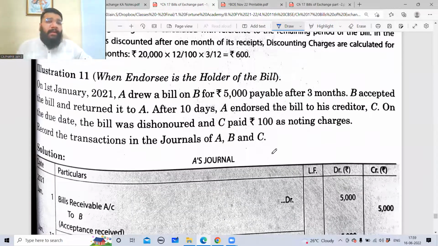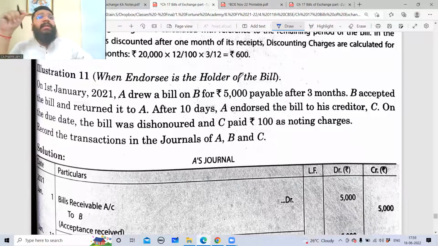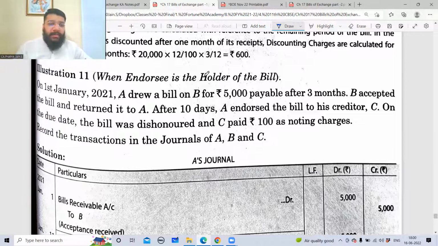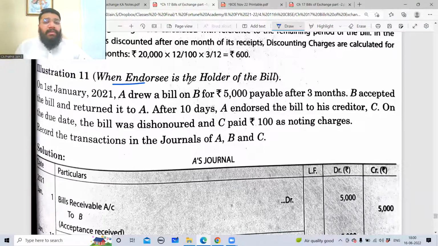So far, we have seen what happens if the dishonorment happens in case 1. Case 1 is when the bill is held till maturity. So we saw the dishonorment accounting entry. And we also saw, if the bill is discounted with the bank, what the entry is if it is dishonored on the maturity date. So for 2 cases, you have seen the dishonorment entry. Now let's see the third case, when the endorsee is the holder of the bill.